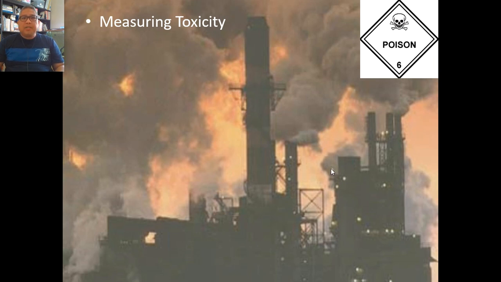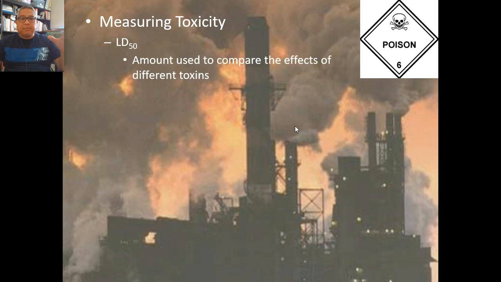Okay, measuring toxicity. How will you know if it's toxic or not? A common way of measuring toxicity is LD50, meaning it's lethal to 50% of the population. So for example, if they have a sample of rats, and they want to know how toxic a gas is, they will be placed inside a chamber, and this amount of gas will kill 50% of the population. That's the LD50 amount.